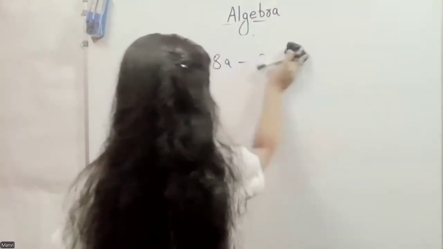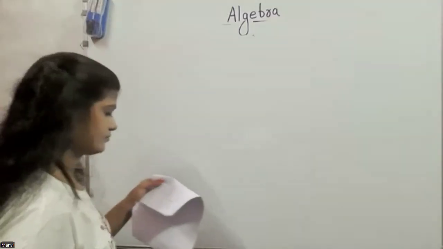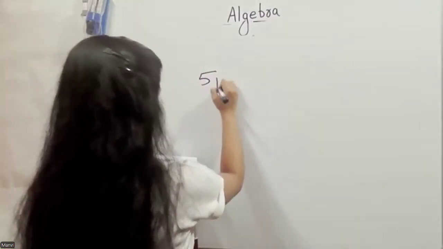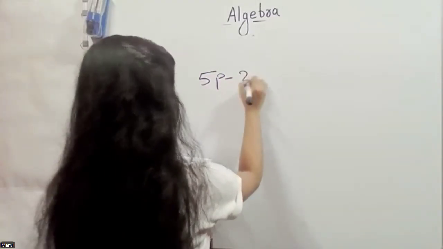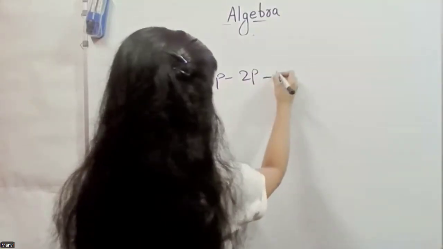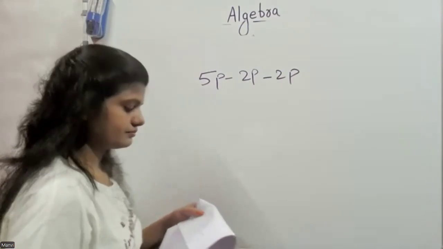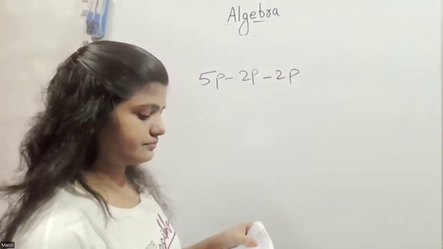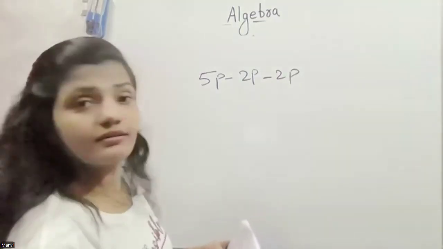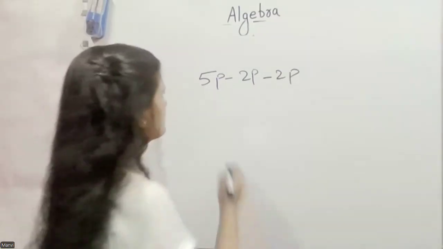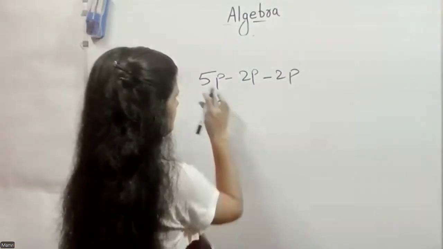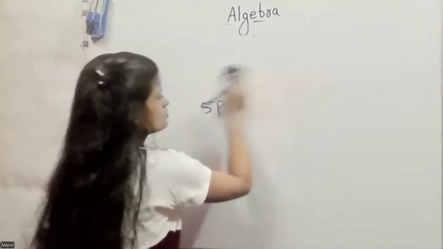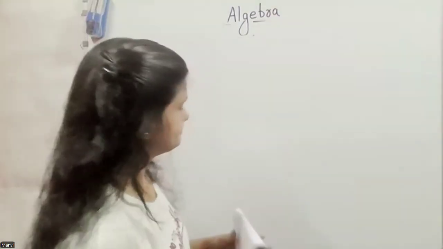Okay. But you have to simplify it basically. We just need to simplify. So what will be the answer for this, Kavya? 5p minus 2p minus 2p. Will it be 1p? Yeah, because with this 5p, we can write it like 5 minus 2, which is 3, and 3 minus 2, which is 1. So for 1p, we can just write p only.